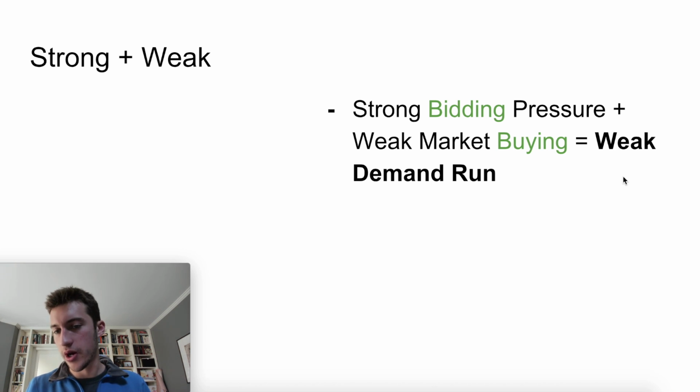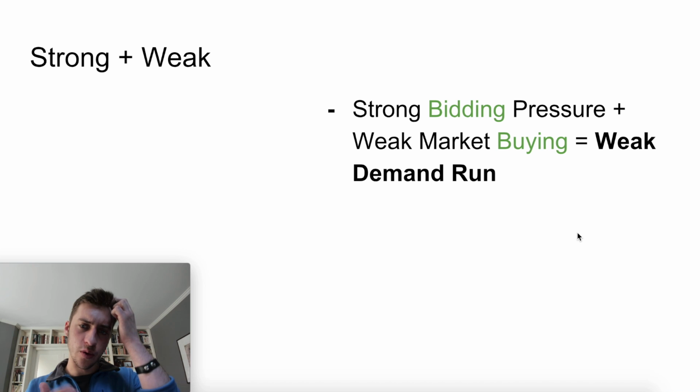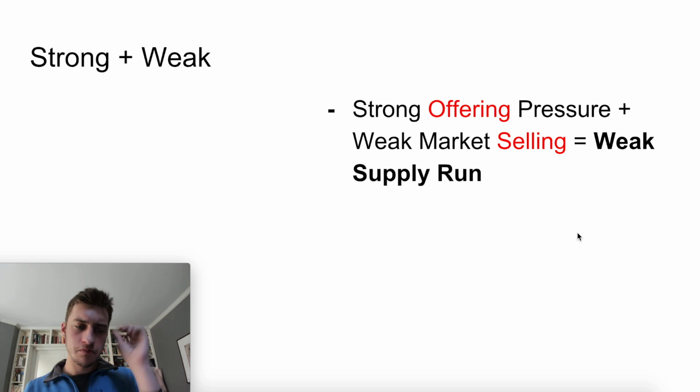Okay, so strong bidding pressure plus weak market buying. So this is probably going to cause a weak demand run. Imagine that there are many limit buy orders, strong bidding pressure, and also not many limit orders to sell. So low offering pressure. But there's weak market buying. That represents a low amount of interest and a low amount of aggression to press price upward. So price will likely just slowly go upward as it's cutting through only a few offers. Reverse effect for strong offering pressure and weak market selling, price will likely just weakly go down before something else changes in the market.